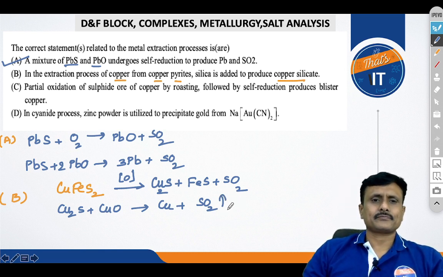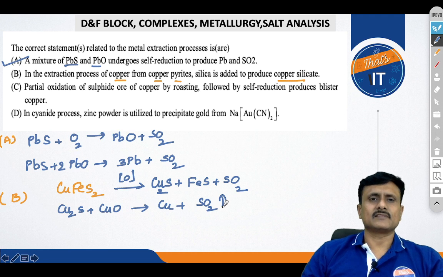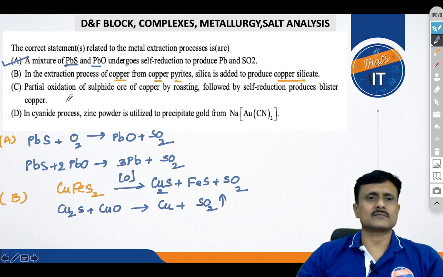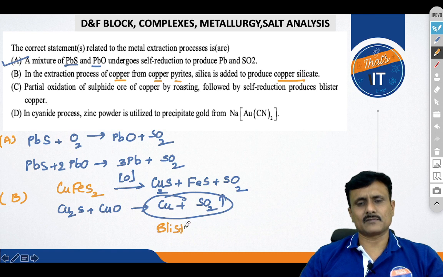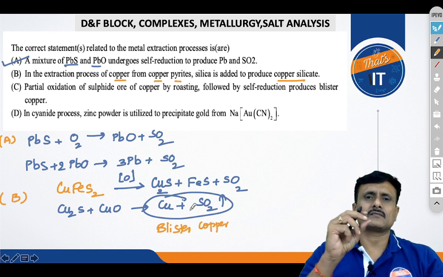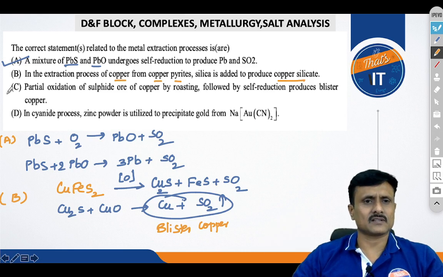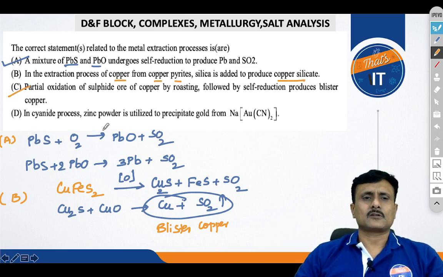So we will see that partial oxidation of sulfide ore of copper by roasting for self reduction. Yes, that produces what is called blister copper, right? It will develop the blisters because of the presence of sulfur dioxide. So blisters will be developed. So this is correct. Let's see the other options first.